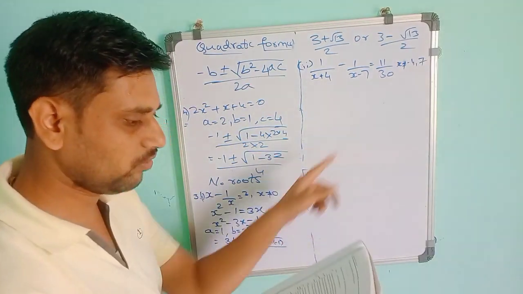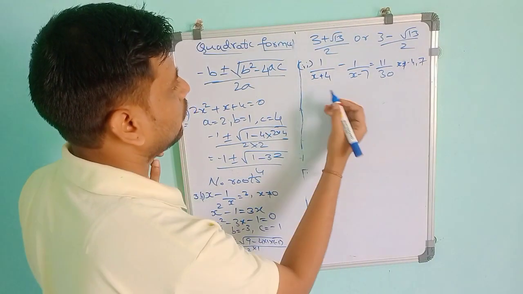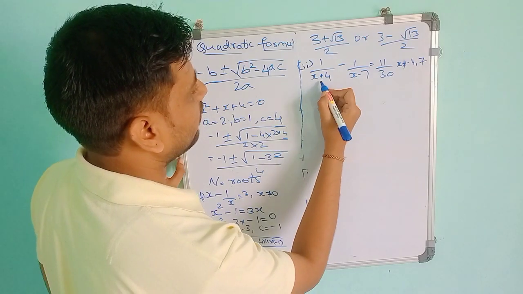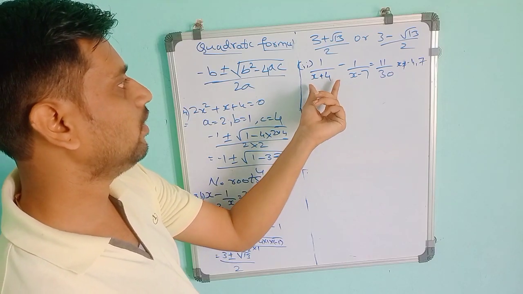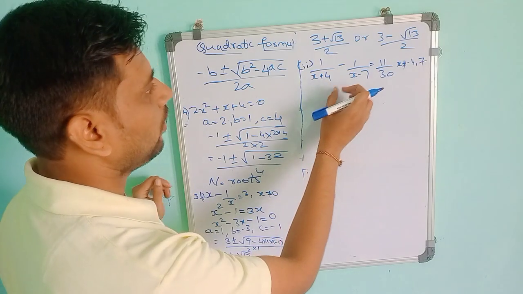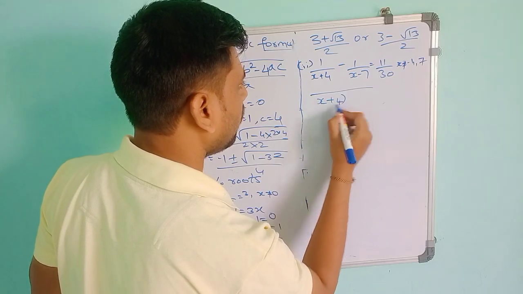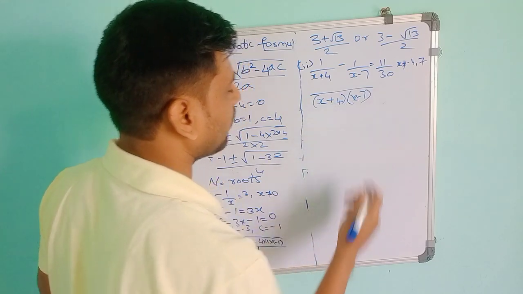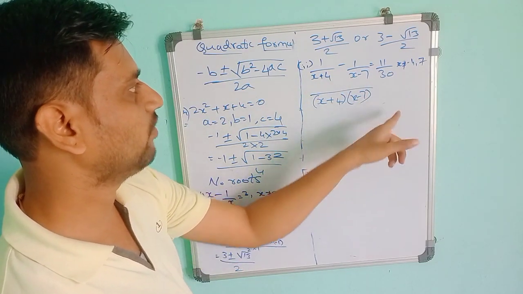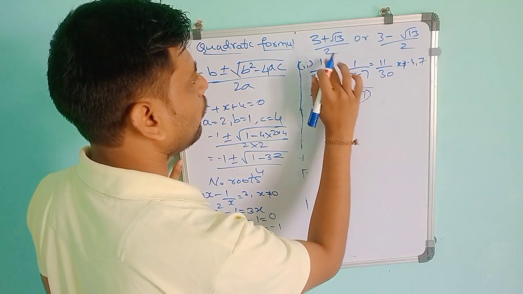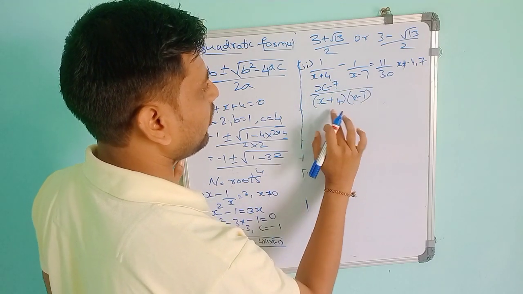1 by x plus 4 minus 1 by x minus 7 is equal to 11 by 30. If we solve this one, we have to make x square here. If the denominators were x and x, then the LCM would be x. But here x plus 4 and x minus 7 are there, and x is a variable, so you can't treat x plus 4 and x minus 7 as the same. So you have to take x plus 4 separate and x minus 7 separate. So the LCM is x plus 4 into x minus 7.